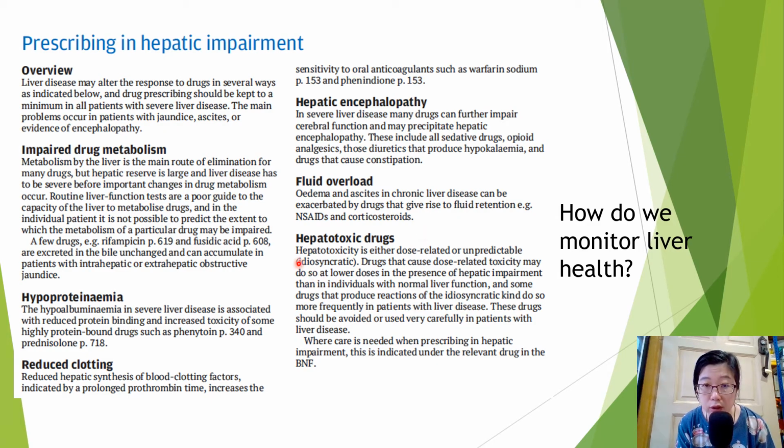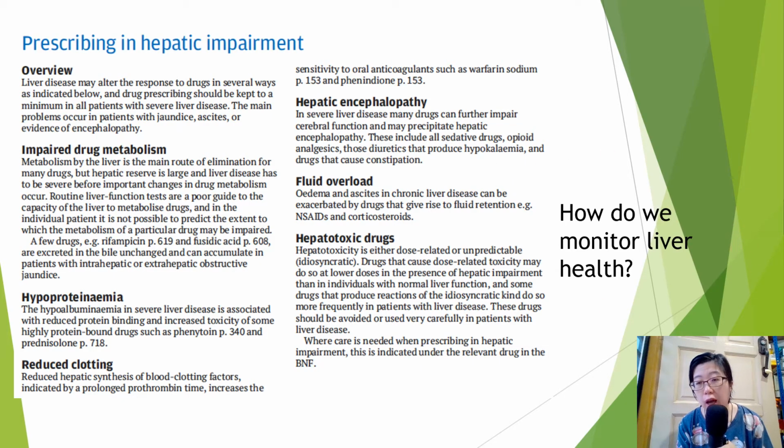There are also hepatotoxic drugs that I would like to highlight. Most of the time it can be dose related, so it's a more predictable response, or unpredictable, which is the idiosyncratic, with the examples shown in the earlier slide. However, it can also be more frequent in patients with liver disease itself. So sometimes you might have to avoid some of the drugs or use them very carefully.